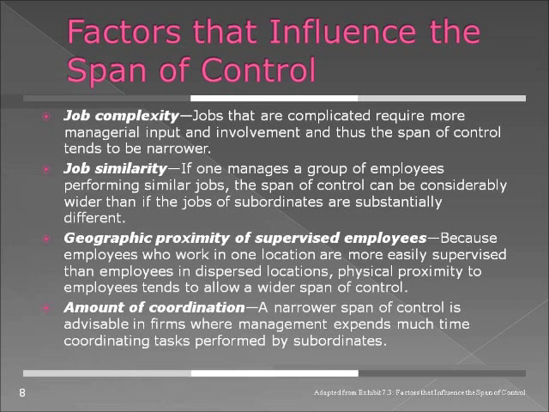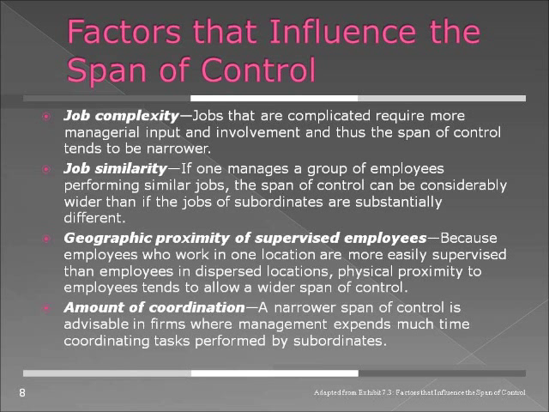First thing is job complexity. Jobs that are complicated require more managerial input and involvement, and thus the span of control tends to be narrower. Job similarity. If one manages a group of employees performing similar jobs, the span of control can be considerably wider than if the jobs of subordinates are substantially different.